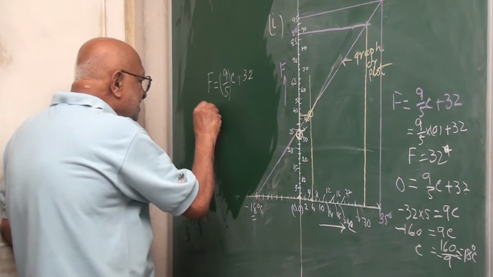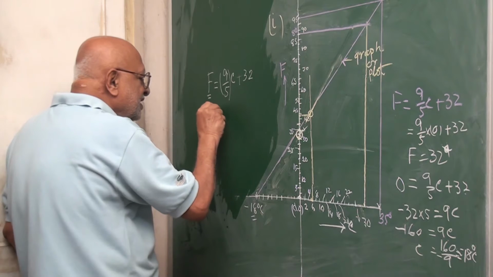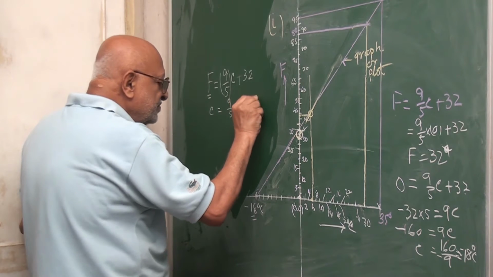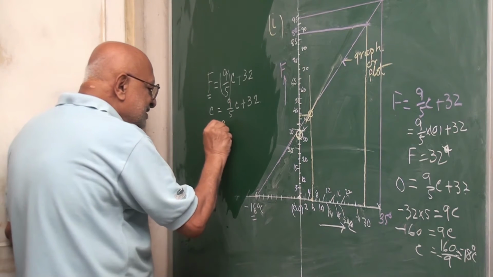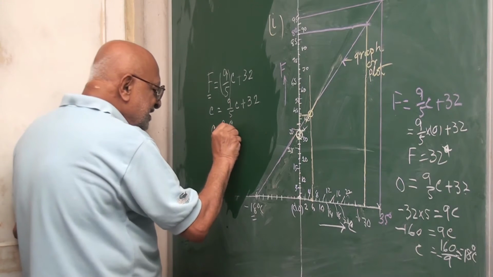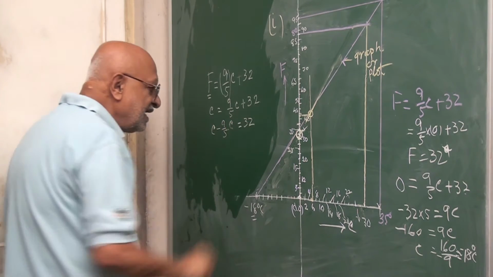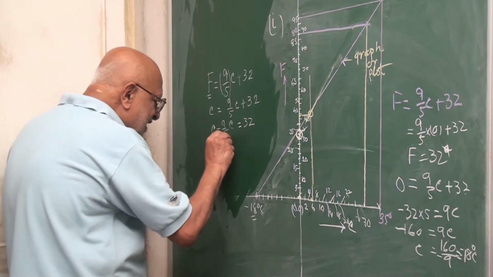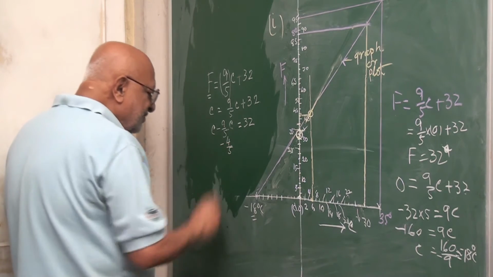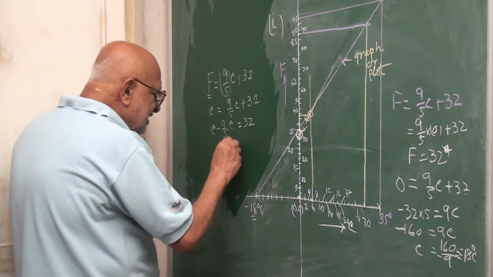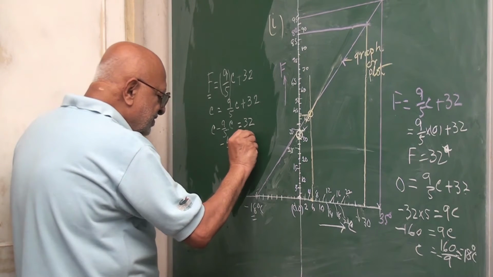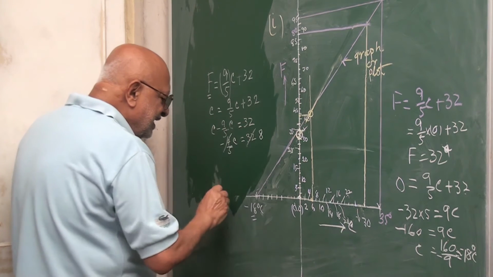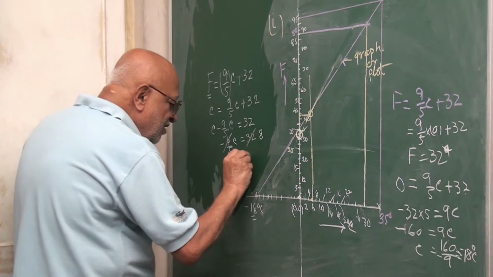So I will write here, instead of F, I will use C here: 9 by 5 C plus 32. So C minus 9 by 5 C is equal to 32. Right? So with 5 here, it will be minus 4 by 5 C is equal to 32. I can take out this 4 and this 32 and have 8. So C is equal to minus 40.